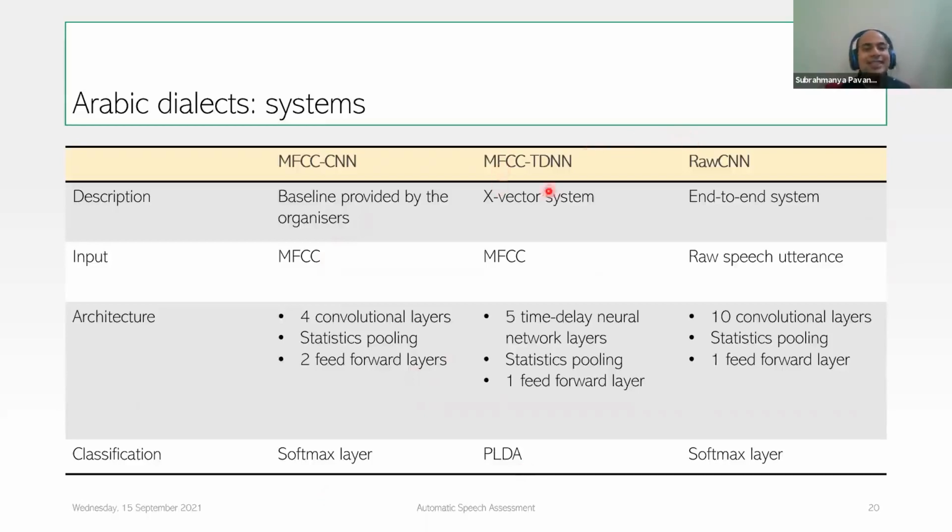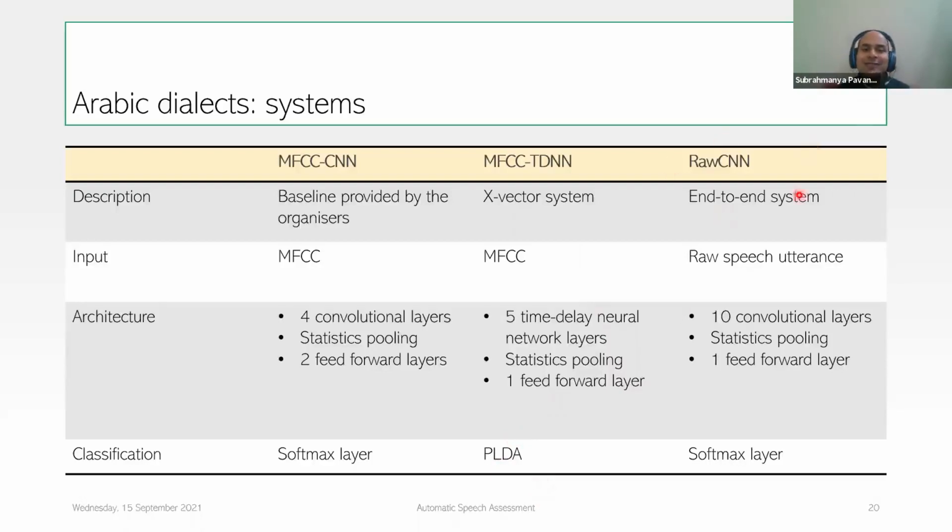These are the two systems that we have built. One is the MFCC TDNN system, which is an MFCC-based system trained on time delay neural networks. So this is based on the X-vector system that is popular in Kaldi. Kaldi is a toolkit for speech recognition and other speech-related tasks. The architecture consists of 5 time delay neural network layers, one statistics pooling layer, and then one feed-forward layer. And the backend is a probabilistic linear discriminant analysis, which does log likelihood ratio based classification.